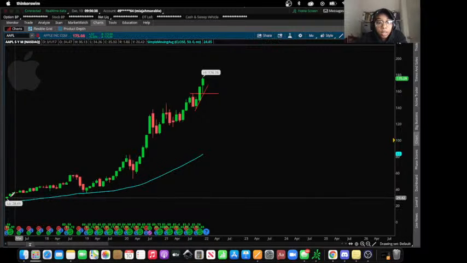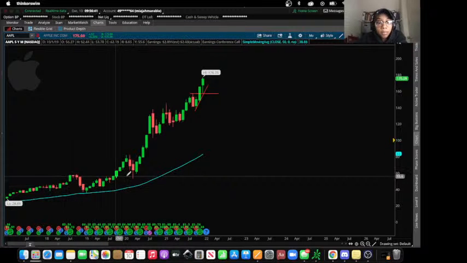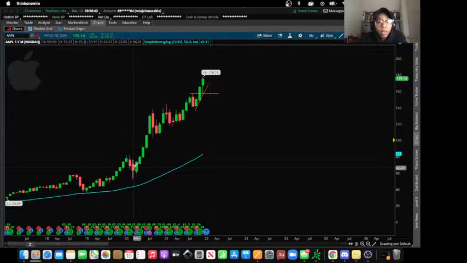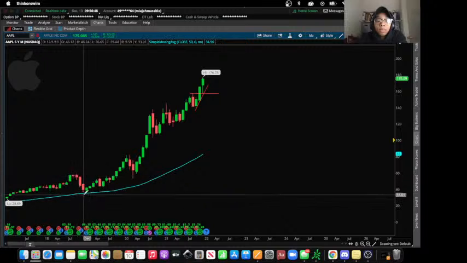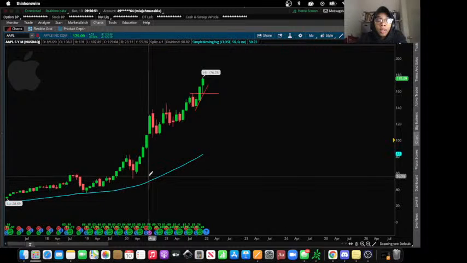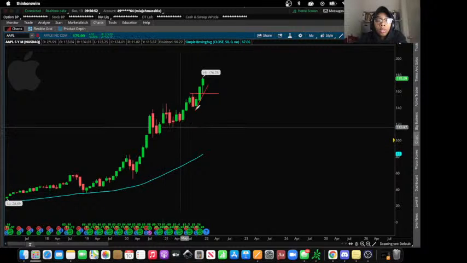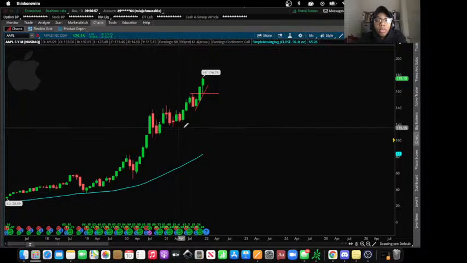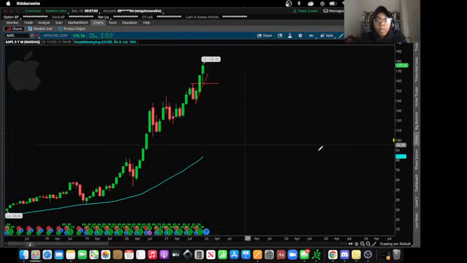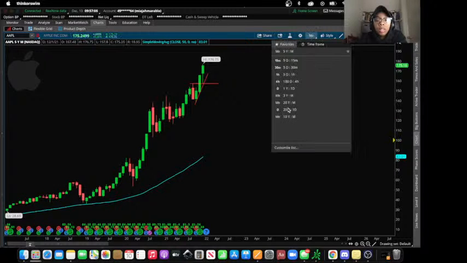Like, look at the consistent growth. Look at that. That's what you want to see when you're investing in a stock. You want to see it consistently growing. You want to see higher lows, higher lows, higher lows. Even if it goes into a little bit of a consolidation period, you still want to see higher lows. You want to see the company trending up. That's the main thing.